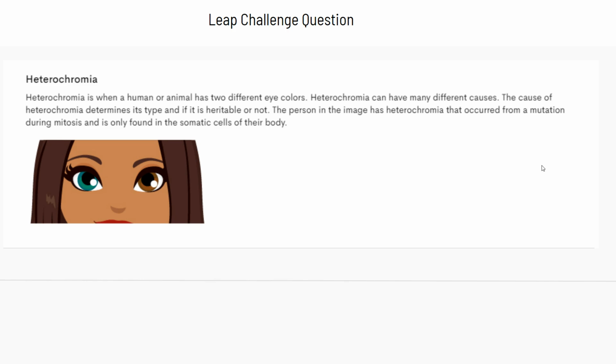Okay, so this is a sample LEAP challenge question. Heterochromia is when a human or animal has two different eye colors. Heterochromia can have many different causes. So the cause of heterochromia determines its type and if it is heritable or not. So the person in the image has this mutation, right? Has this disease. And this occurred during mitosis, and it is only found in those chromosomes from 1 to 22. So the somatic body chromosomes, not the sex cells, okay?